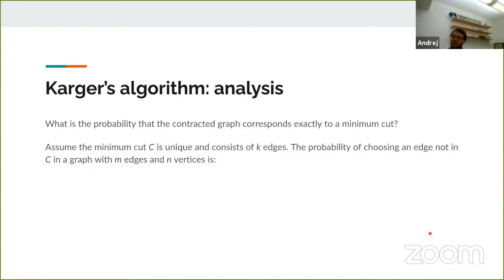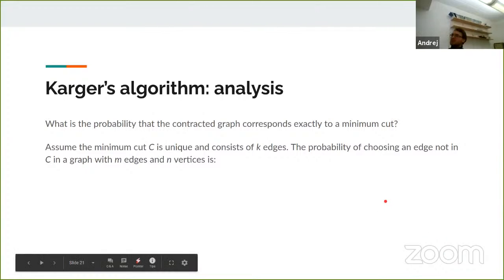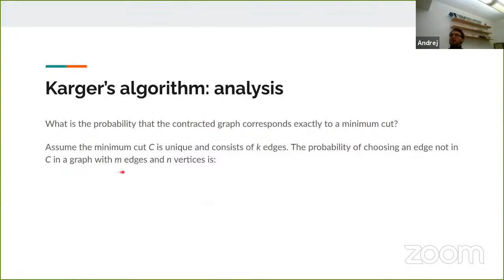So we're interested in choosing only those edges that do not touch any of the k edges in the minimum cut. So we never contract one of these edges. So in a single step, the probability of choosing an edge that is in the minimum cut, if we have m edges and n vertices, is given by k over m. That makes sense. It's just one step, right?